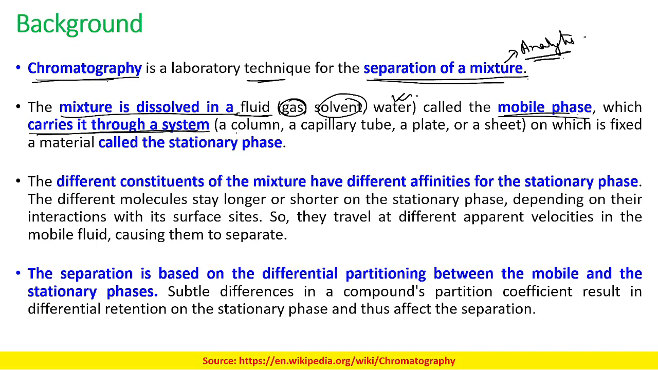Which may be a column, a capillary tube, a plate, or a sheet, on which is fixed a material called the stationary phase. And what is the stationary phase? The stationary phase is the phase which will have an affinity for the analytes. Differential affinity, in fact, not only affinity, differential affinity. This is an important point. The stationary phase should have a differential affinity.